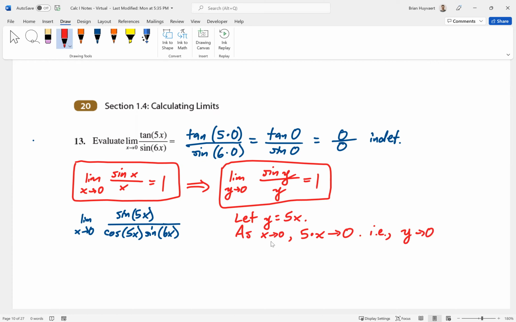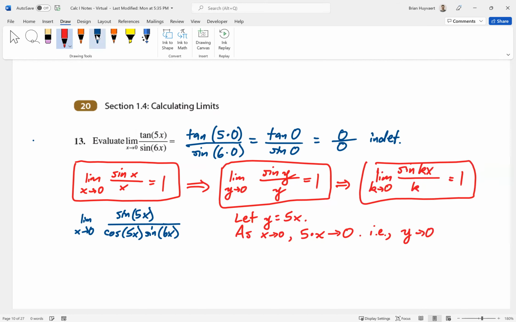What's the long and short of this? What we're really saying is we can generalize this sine rule to something that looks like the following. Sine of kx over kx, so just some generic constant k, as x goes to 0, that's going to be equal to 1. Oops, sorry, x is going to 0, not k, my bad. X is going to 0.